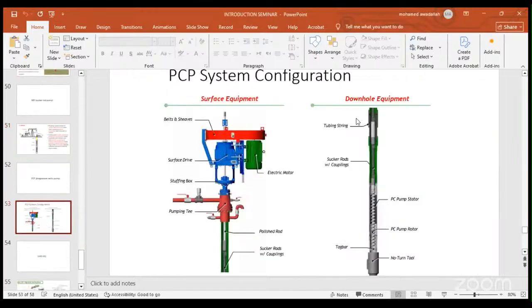Moving here to the PCP pump, it also works with surface equipment, which is a drive head driven by a motor, and a downhole pump. But in the PCP case, the downhole pump consists of two main components, rotor and stator. The rotor is the moving part, which has a helical shape and rotates inside the stator, which gives more energy to the fluid to reach surface.